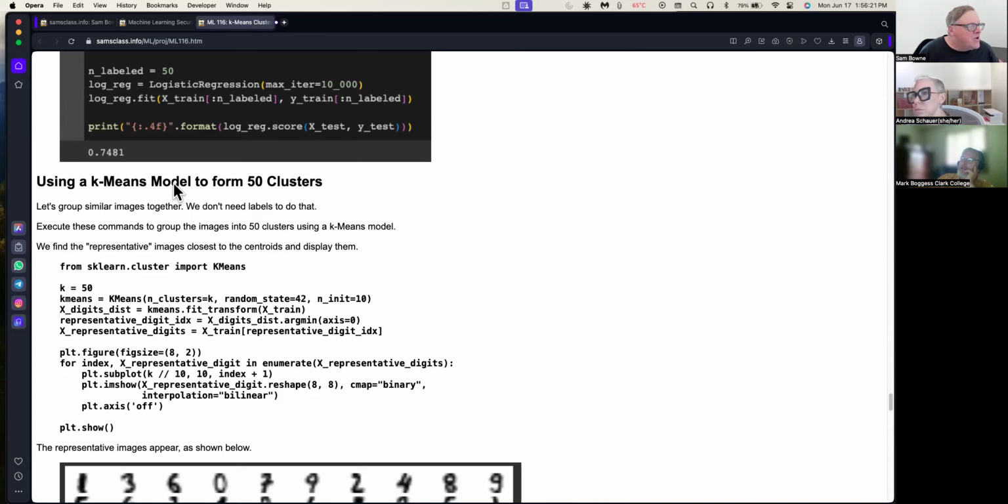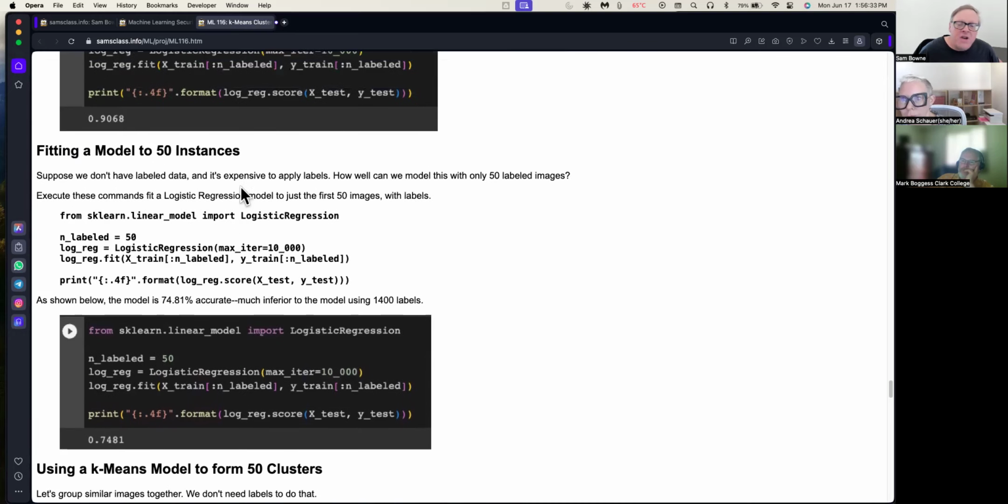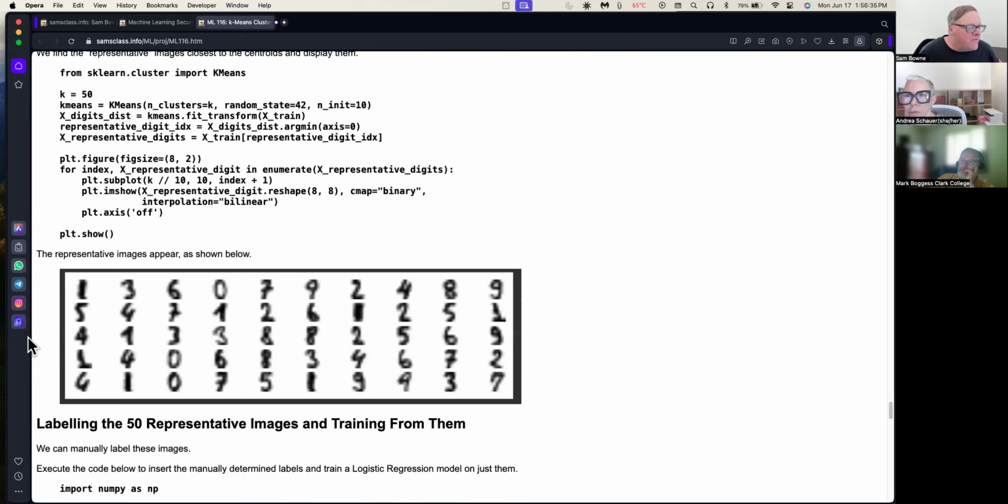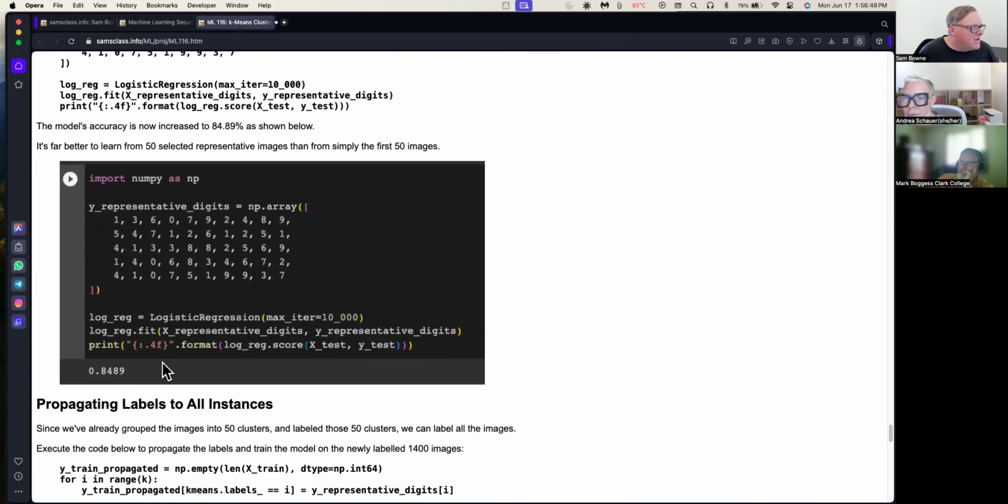So now what you do instead is you run a k-means model to form 50 clusters. You find the clusters, and then you find the images close to the center of each cluster. So now instead of choosing 50 random instances to label, I've chosen 50 representative images. Each of these is right in the center of a cluster of similar images. So now I label these by hand and interpret the whole cluster as having that label. And the end result of that is I get up to 84% accuracy.